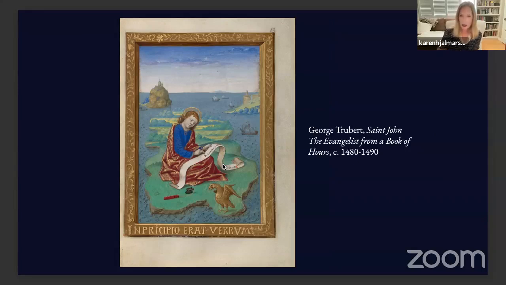But let's just talk a little bit about St. John the Evangelist from a book of hours, another book of prayers. Now, what we have here in the background is the Greek island of Patmos. And then we have St. John the Evangelist sitting, kneeling, in a very basic formation. And he is writing. He is illustrating or writing, and we have his writing implements.